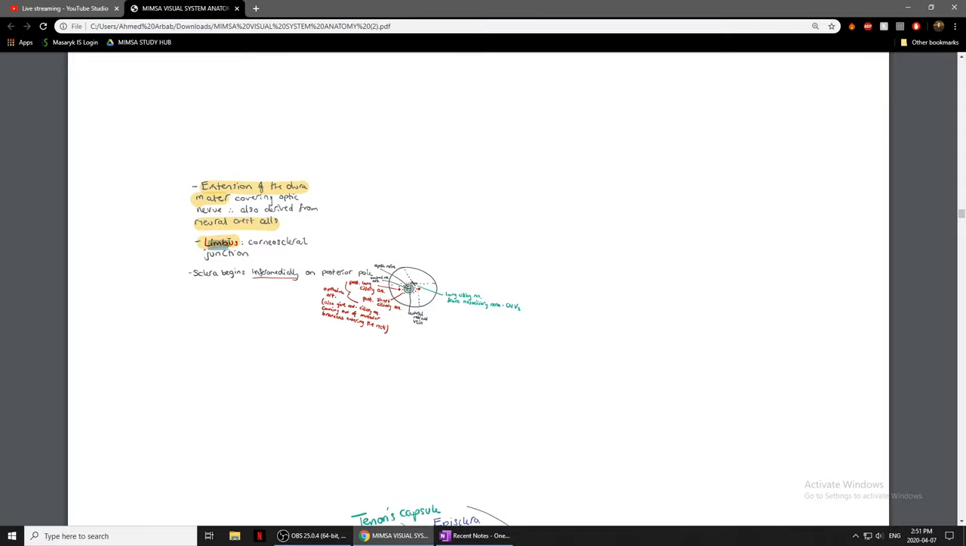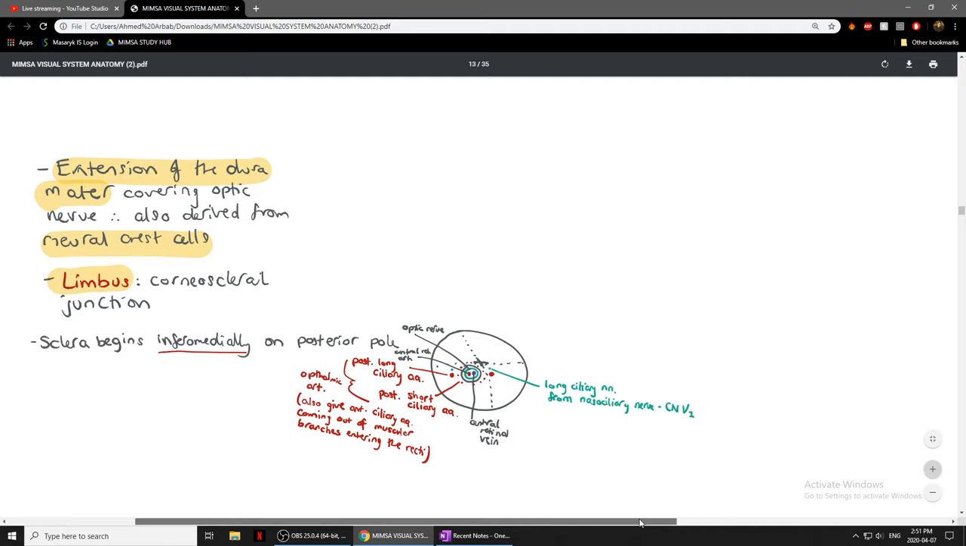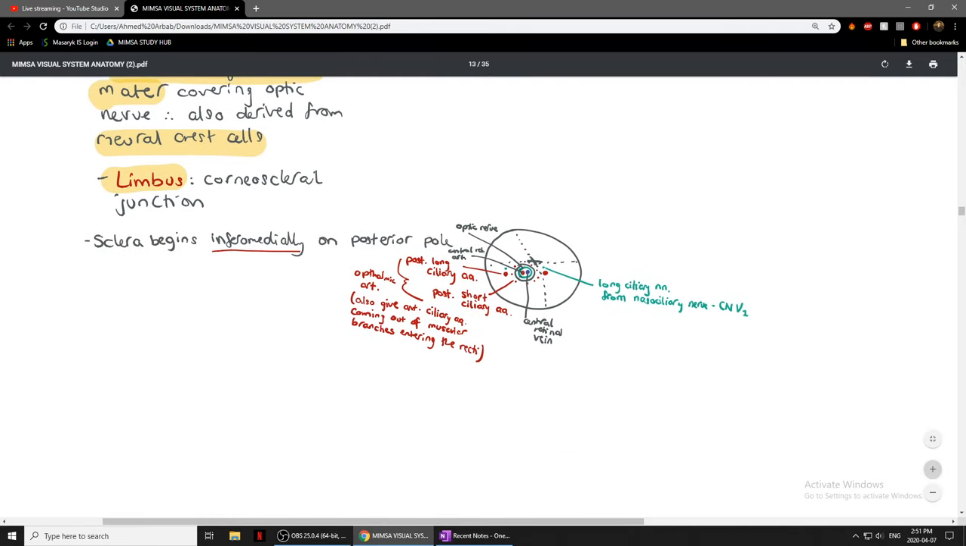So next, I just made a note for myself on the limbus. That's an important part, the corneosclera junction, just the outer edge of the circular cornea. And then I made just a small thing. The sclera begins inferomedially on the posterior pole. So the optic foramen, if you just draw the eyeball, this is a really bad drawing, but laterally, longitudinally, and vertically, if you make an axis, the optic foramen would be on the inferomedial side. And the optic foramen is where the optic nerve enters, the central retinal artery enters, and the central retinal vein exits to drain.